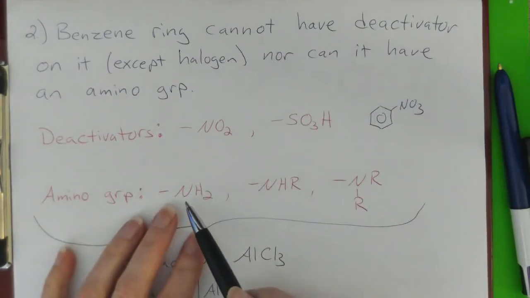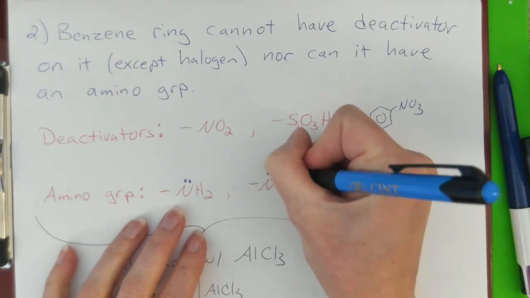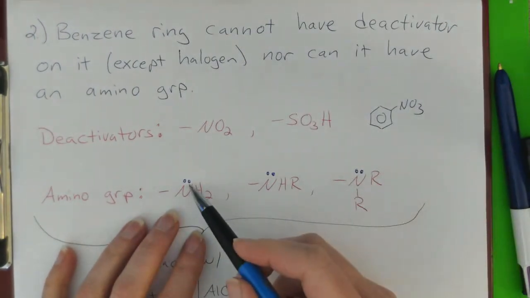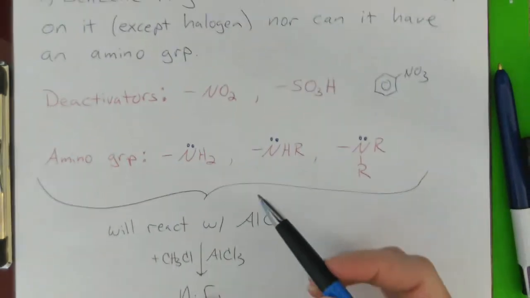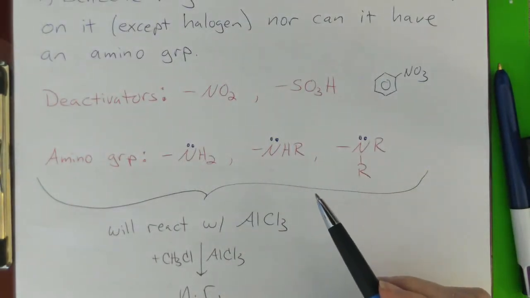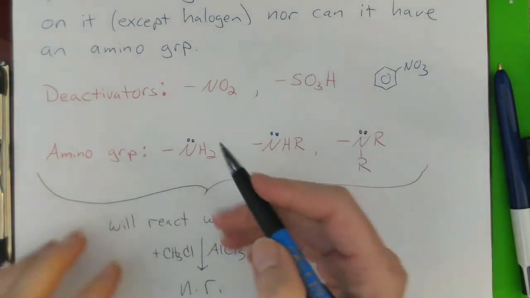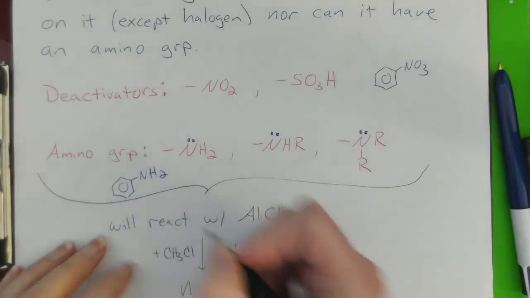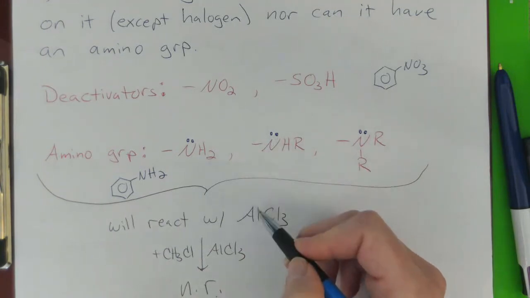You also cannot have an amino group attached to the benzene ring. Why? Well, remember that our catalyst is a Lewis acid. It can accept a pair of electrons. Amino groups all have a lone pair on the nitrogen that is usually readily available to be donated. So the amino groups will react with the aluminum trichloride, the catalyst, and destroy the catalyst. The reaction isn't going to go. So if you took this one here, this is aniline, and I react it with methyl chloride and our catalyst, you're going to get no reaction, because the amine is going to form a bond to the catalyst.